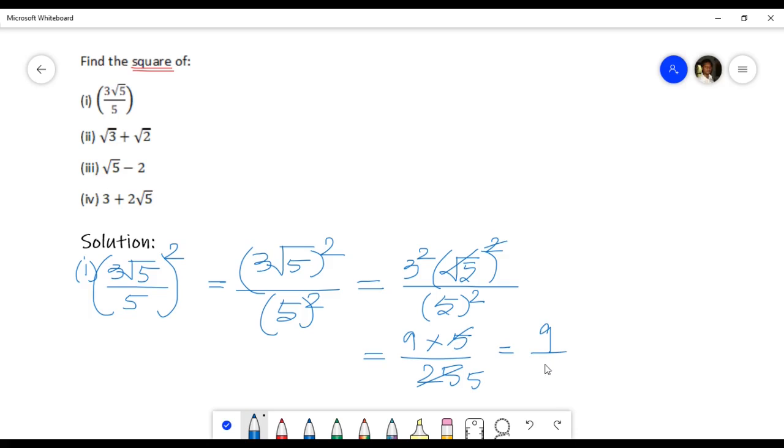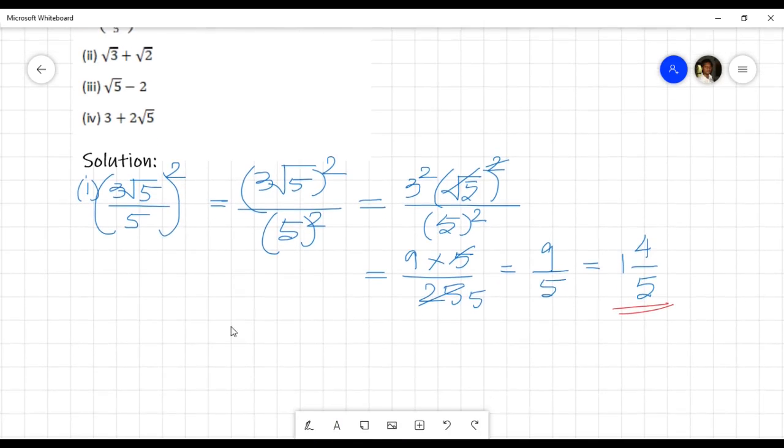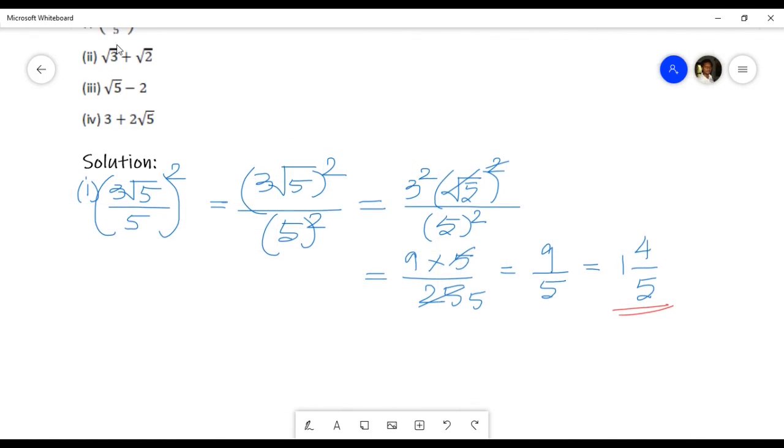We can also write this fraction as 1 4/5. So this is the answer we get for the question 3 root 5 by 5. This is the square of 3 root 5 by 5. Now we'll do the second question.